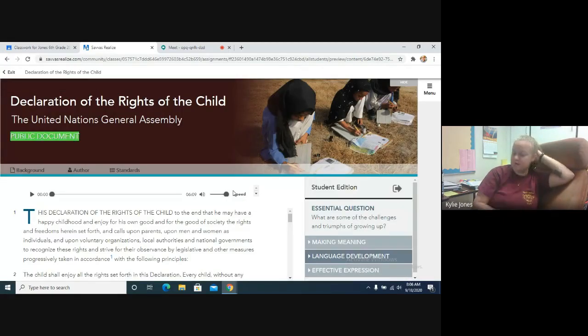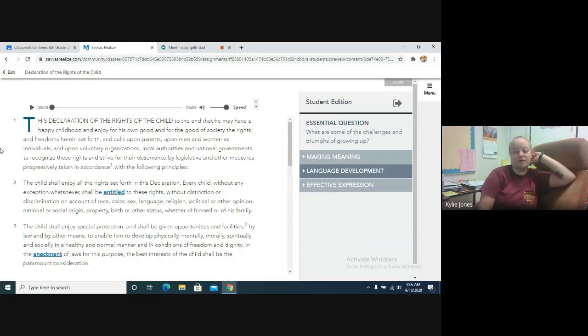Alrighty, Declaration of the Rights of the Child. I'm going to wait about 1 minute, and then we will do the final section we're going to do on this. We're going to skip quite a few just because we don't have enough time to work on them, but that's all right. Sometimes we got to skip around.